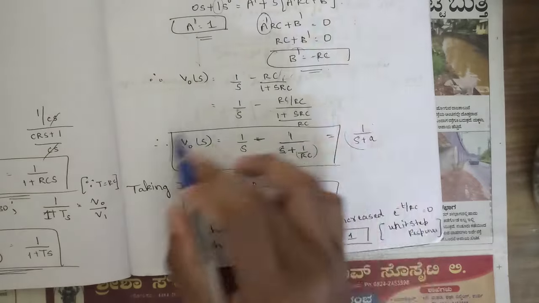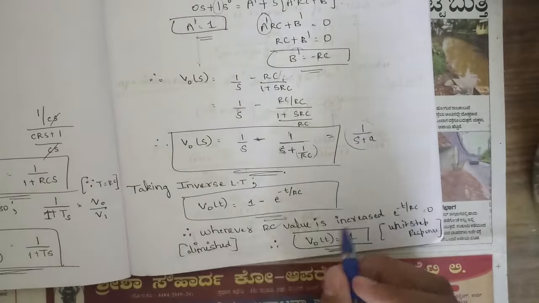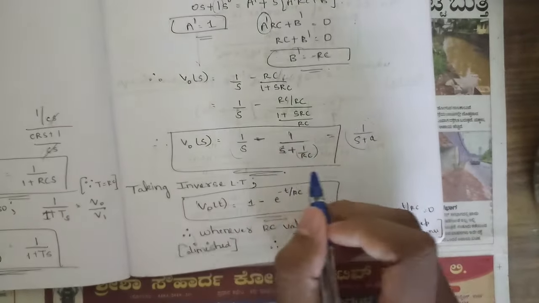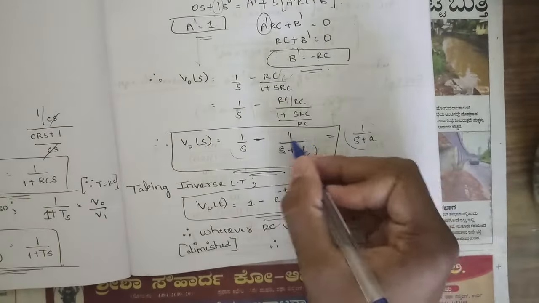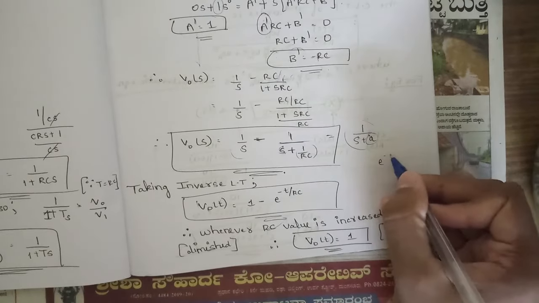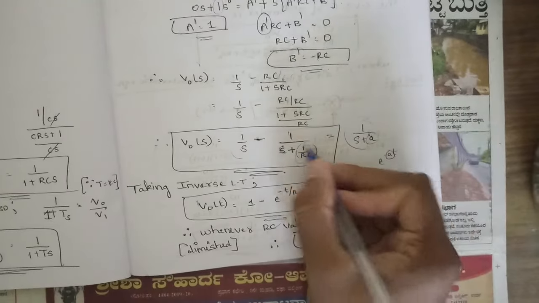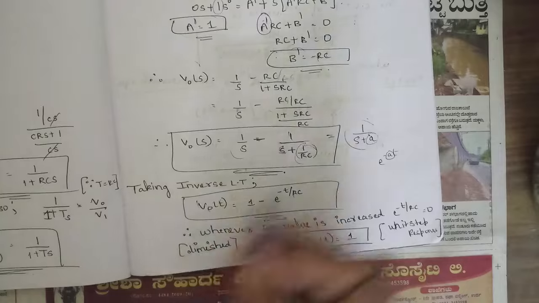Now replace this S domain by the T domain, that is by taking the inverse Laplace transform. So V out of T is equal to the inverse Laplace transform of 1 by S, which is equal to 1, minus the inverse Laplace transform of 1 divided by S plus A, which is equal to e to the power minus AT. In place of A we have the value 1 by RC, so e to the power minus T by RC. This is the value of V out of T.